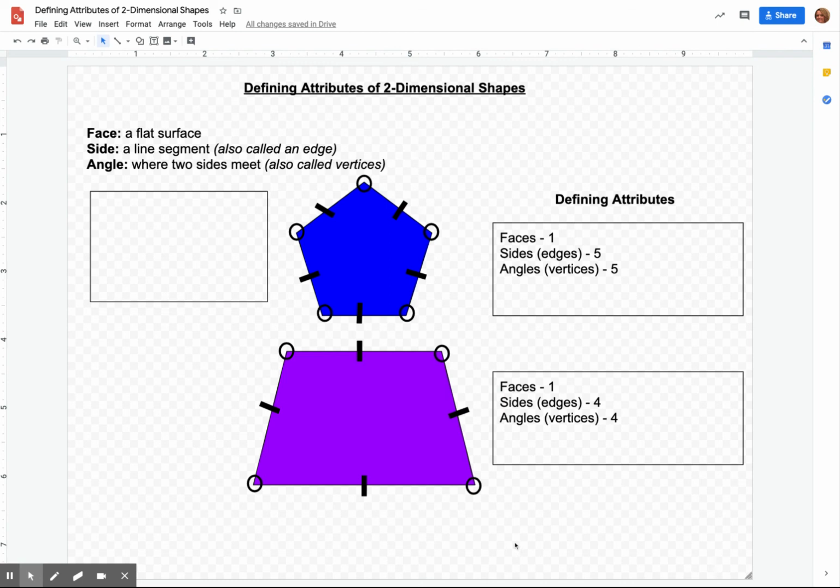So when you are looking at shapes and you are defining the attributes of a shape, these are the words that you should understand: face, side, and angle. And don't forget that a side can also be called an edge, and an angle can also be called a vertex or vertices when you're talking about more than one.